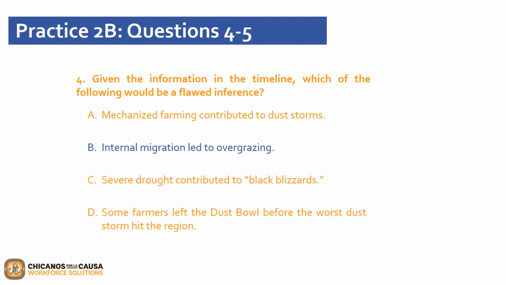According to the timeline, aggressive agriculture began in 1930, which led to the black blizzards and caused overgrazing in 1931. Internal migration occurred in 1933. Therefore, option B is incorrect.